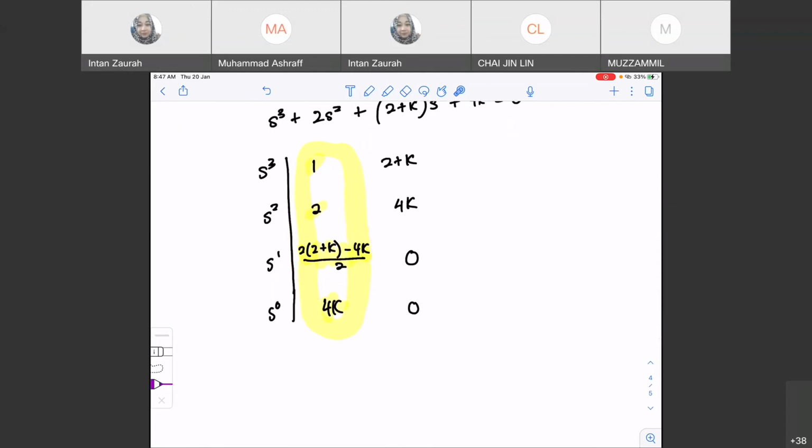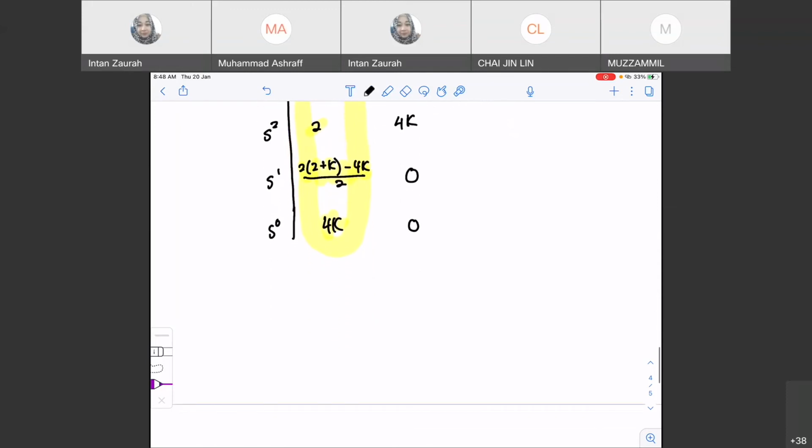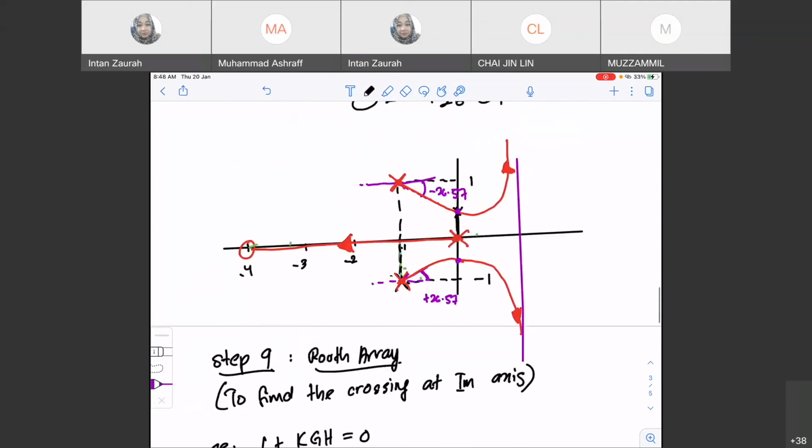Okay, so for the first one, if I take 4k equal to 0, that will give me k equals to 0. But this is not the position that I'm actually looking at, because k equals to 0 is a starting point of your root locus. Okay, so that will be maybe because of this pole that you have in this 0 here.